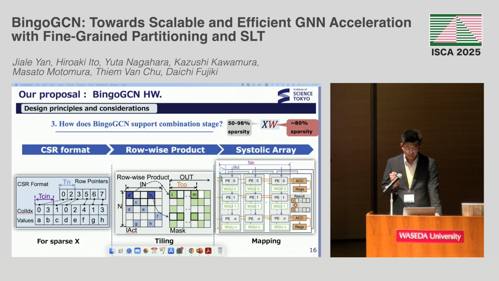To efficiently support the combination stage in GNN, BingoGCN leverages the high sparsity in both the input and the weights, reaching up to 98% and 80% respectively. We adopt a CSR-based sparse representation, row-wise tiling, and systolic array-friendly mapping strategy. This design reduces redundant computation and enables efficient processing of sparse-dense matrix multiplication.